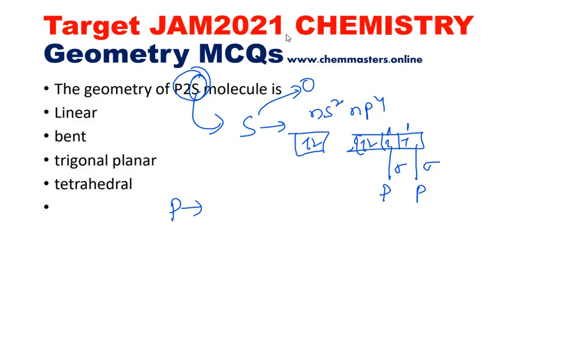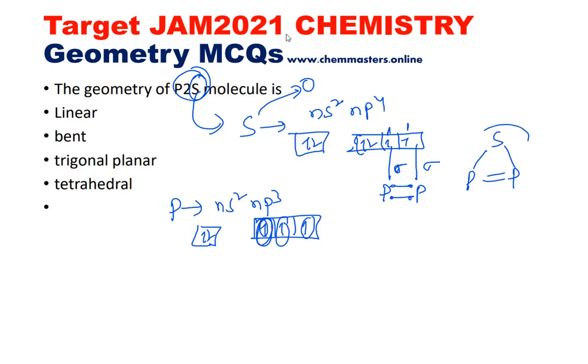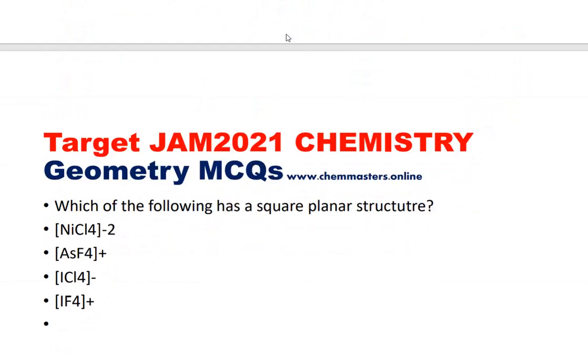We know that phosphorus has ns2 and np3, that is the s orbital is paired, whereas the p orbitals have 1 electron each. So 1 electron is used to make a sigma bond with sulfur, and the other 2 electrons of each phosphorus are going to make 2 bonds between the 2 phosphorus atoms. So from this we can say that this is the correct geometry, which is representing trigonal planar. So the answer is trigonal planar. Most of the aspirants chose bent, which is the wrong option. Okay, right. The next question.